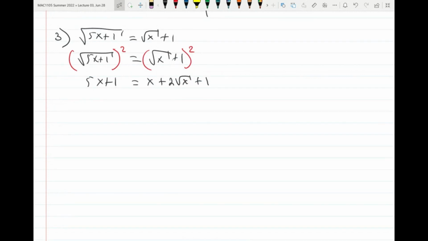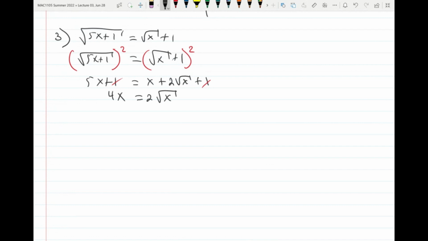So I'm just going to move everything to whatever doesn't have a radical, this x and this 1, let's move it to the left. So subtract x, so we're going to get 4x, and notice that the 1s cancel out. So we get that 4x is equal to 2 times square root of x.